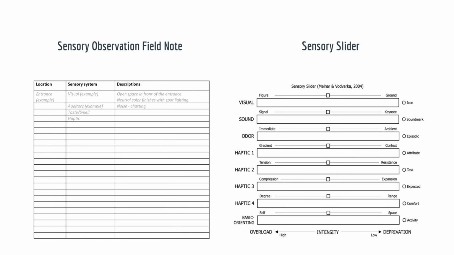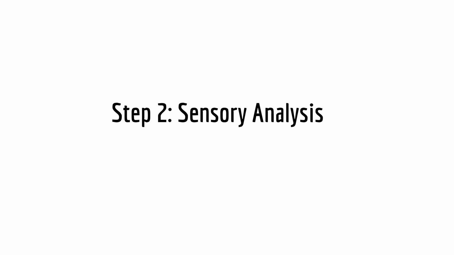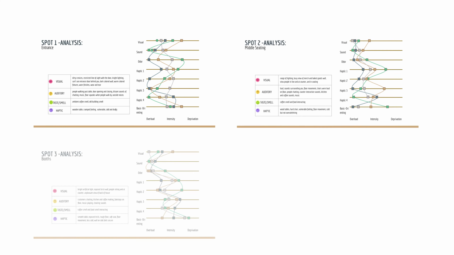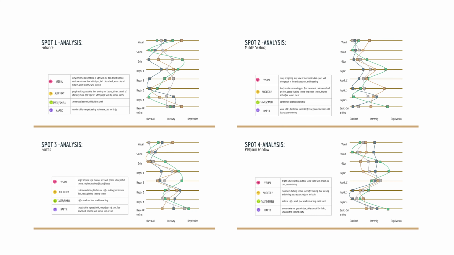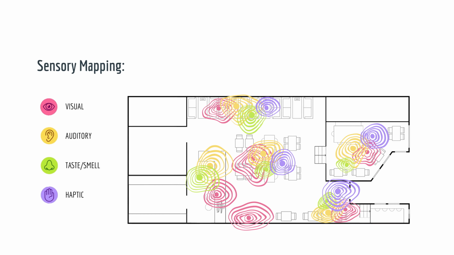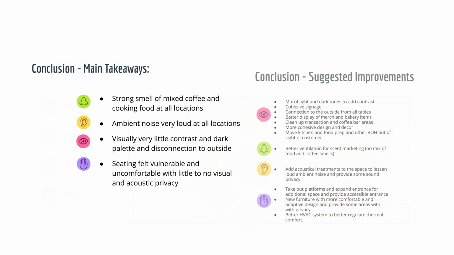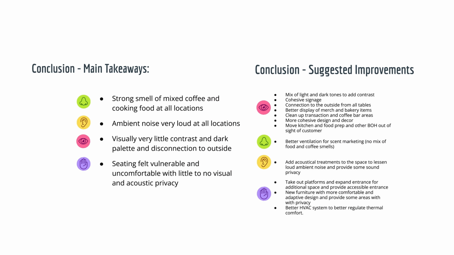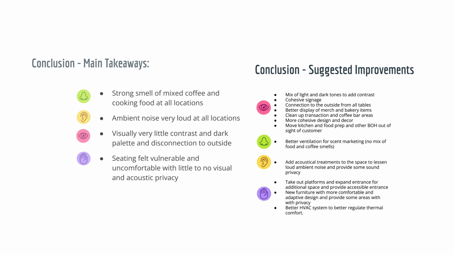Step 2. Sensory analysis. In this step, designers systematically evaluate and analyze the collected sensory data to gain insights and identify patterns. To facilitate comparison, we individually created charts for each spot and documented the shared characteristics in a table for each sense. Then we came up with this sensory map. Finally, we compiled our final takeaways and provided suggestions for improvements based on our observations.